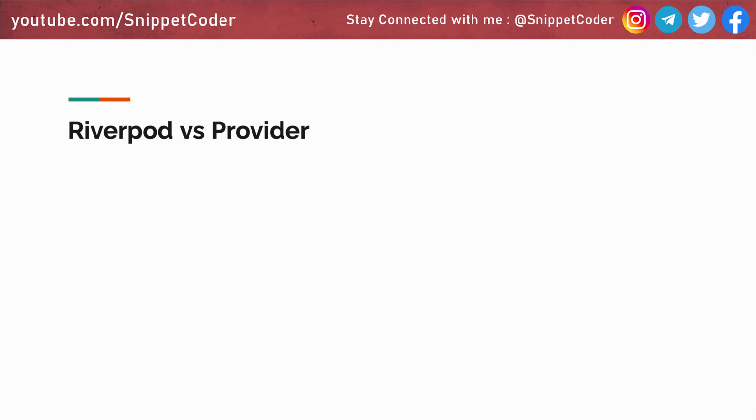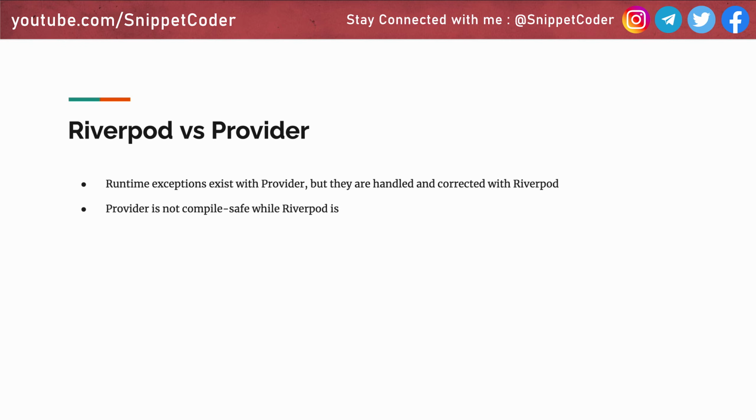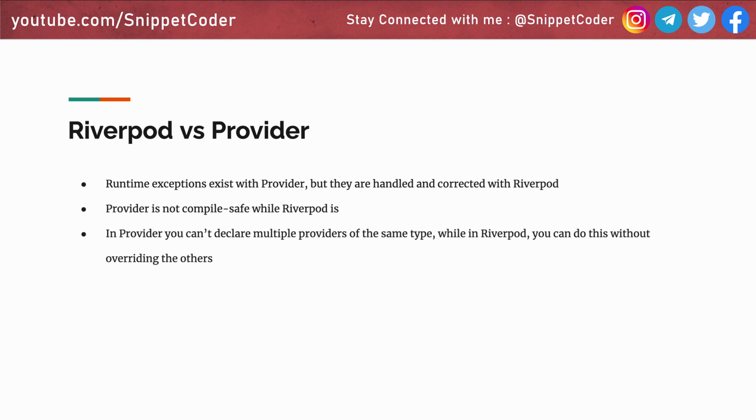So, Riverpod versus Provider. Let's analyze the difference between Riverpod and Provider. In Provider we have runtime exceptions, but those are handled and corrected with Riverpod. Provider is not compile safe while Riverpod is. In Provider we can't declare multiple providers of the same type, but in Riverpod we can, without overriding the others. We can declare the provider and its class without cluttering the app root file in Riverpod.